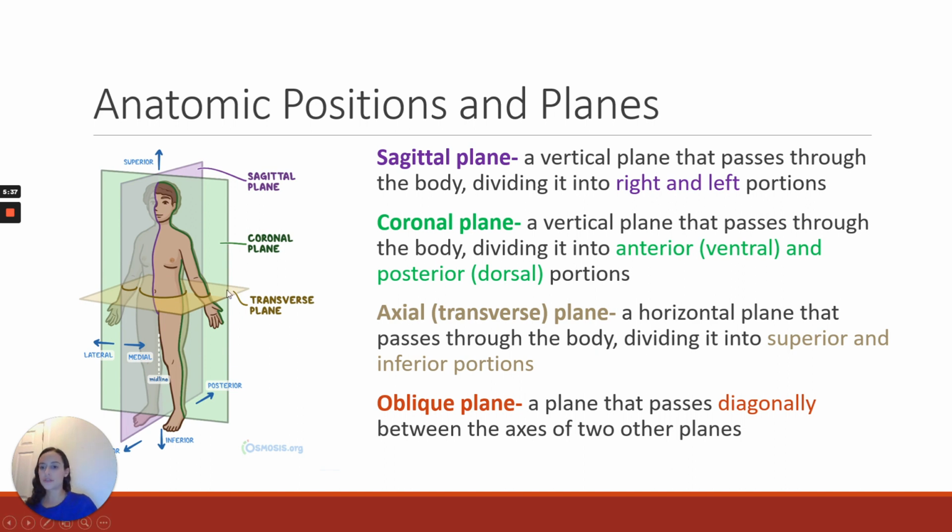The axial or transverse plane is this yellow one right here. It's a horizontal plane. It's the only one that's horizontal, guys. It passes through the body and separates it into the superior and the inferior portions, so the top half versus the bottom half. And an oblique plane is any plane that passes diagonally between the axes of two other planes. So whenever you see an image that is taken from a slice of the body that's going diagonally, that is considered an oblique plane.